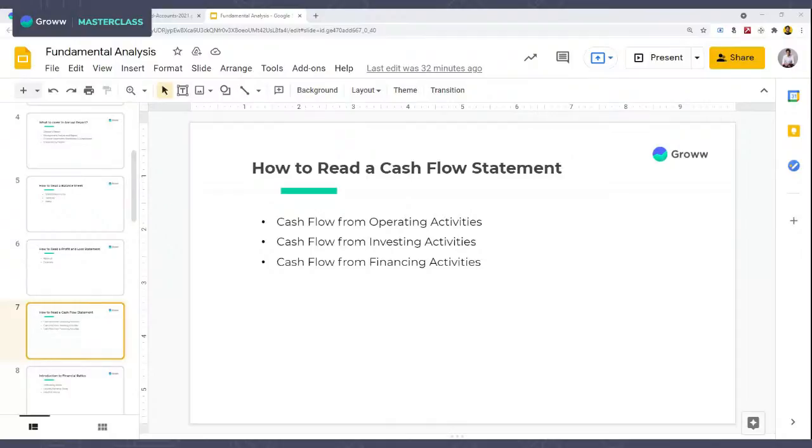The third thing is cash flow from financing activities. Financing activities may include loan, right? So if I take a loan, that is money coming into my bank account from loan, but it's not from my main business. So this is what the cash flow statement talks about, and it has a 3-level bifurcation.